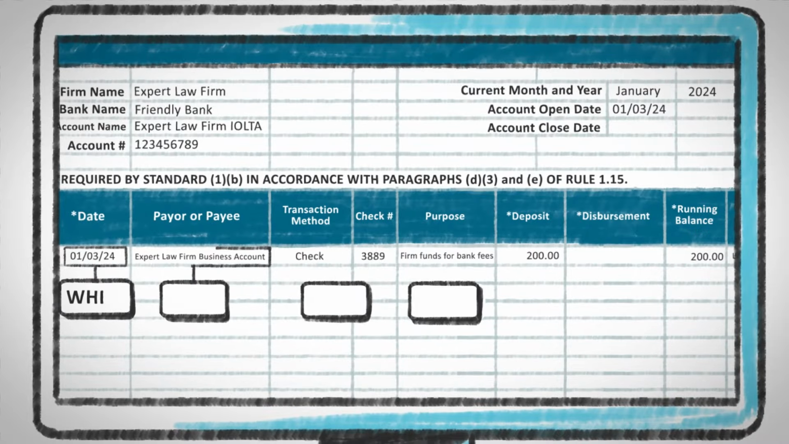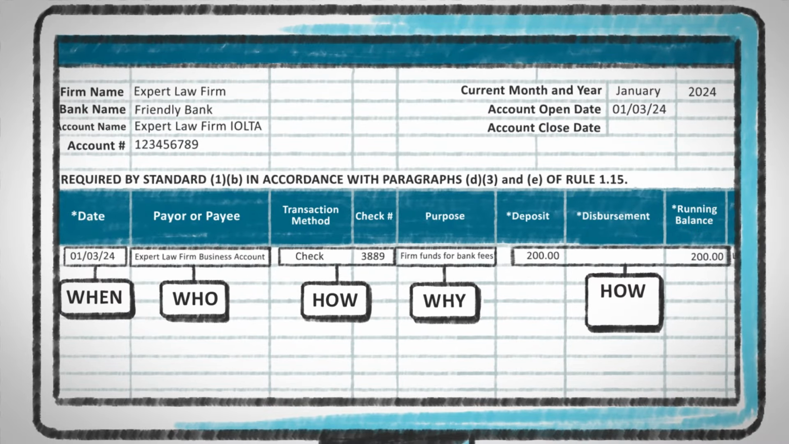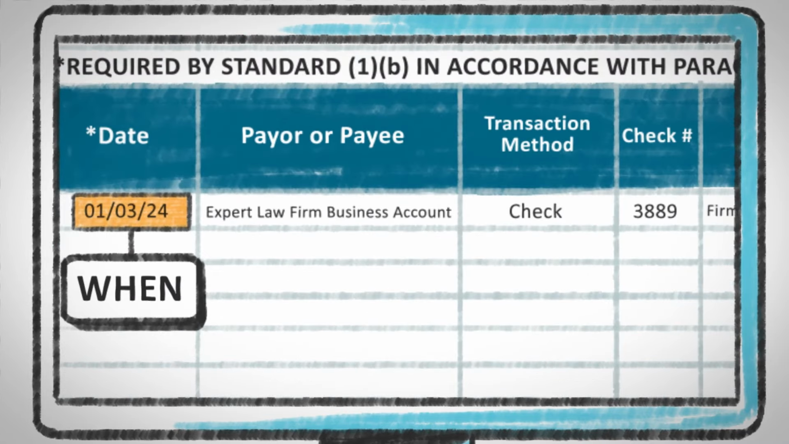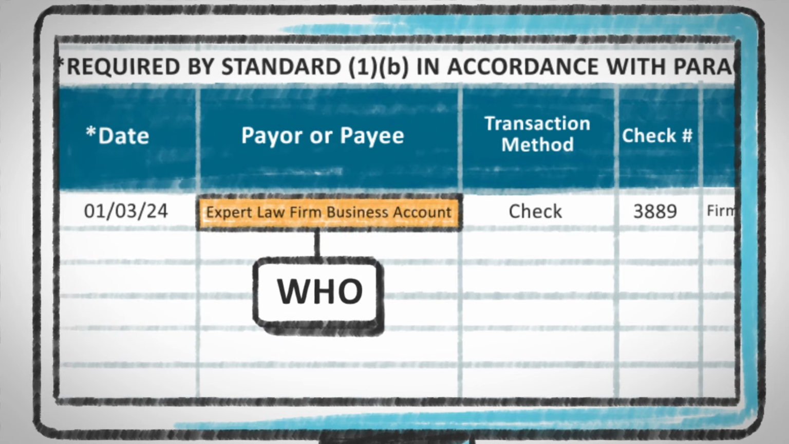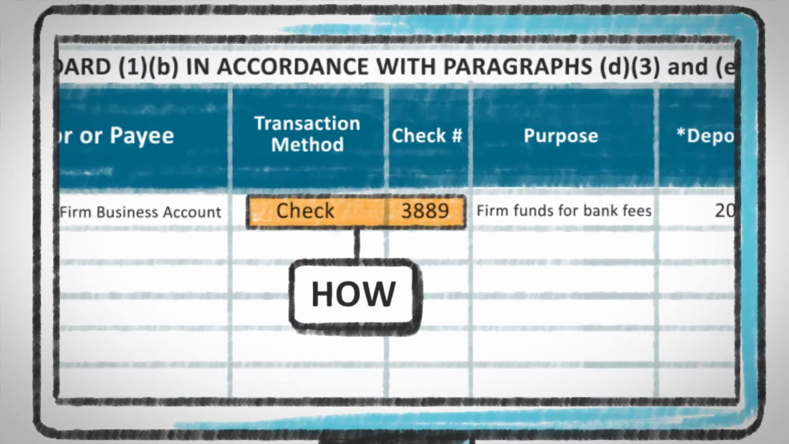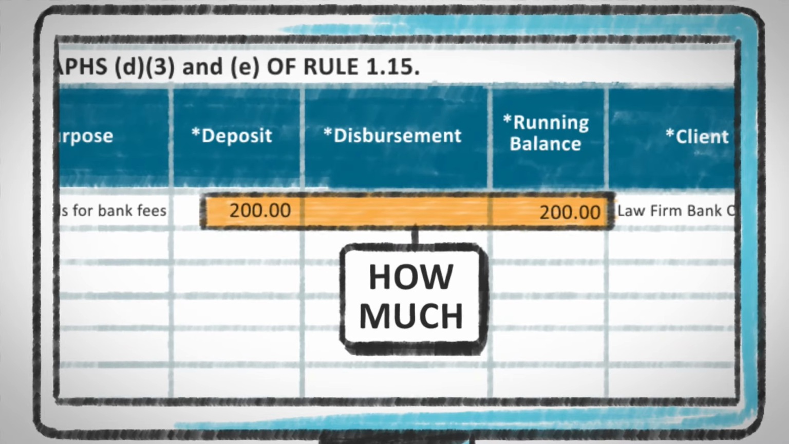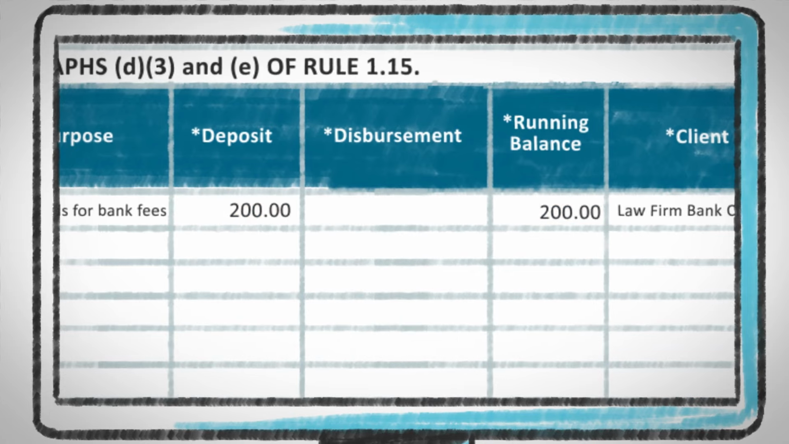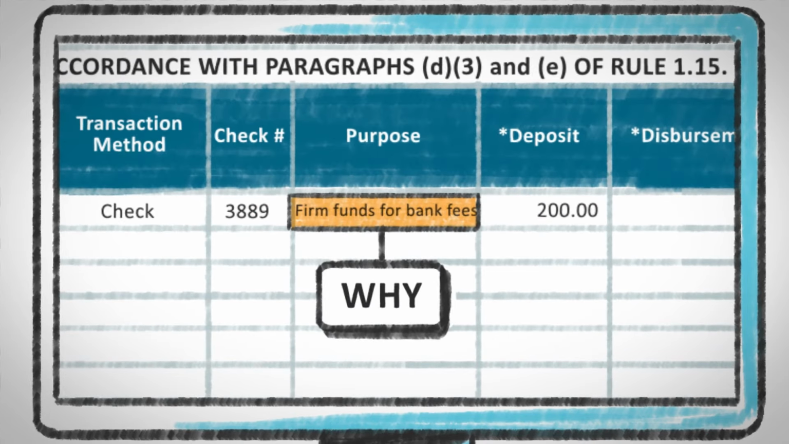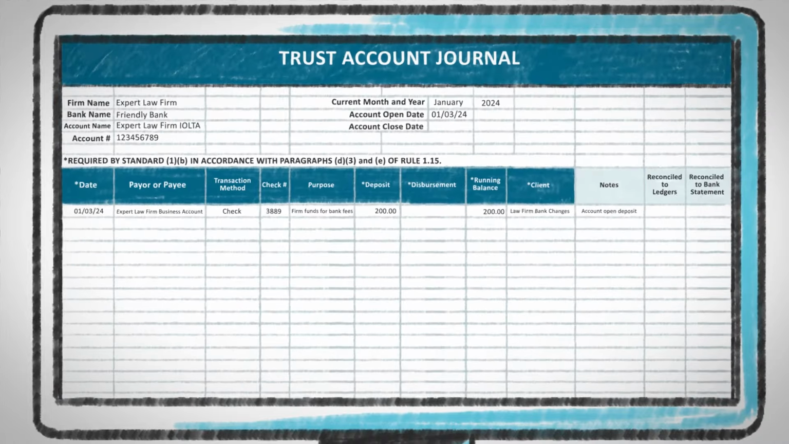Now that you've seen what's recorded in an account journal, the rest is simple. Just repeat. Each row in the account journal represents one transaction, each recorded in chronological order and in detail. For example, the first transaction was a deposit on January 3, 2024. When? The day you open your law firm. And it is a deposit of a check from Expert Law Firm's business account. Who? Check 3889, how, was deposited in the amount of $200. How much? Intended to pay for bank charges. Why?